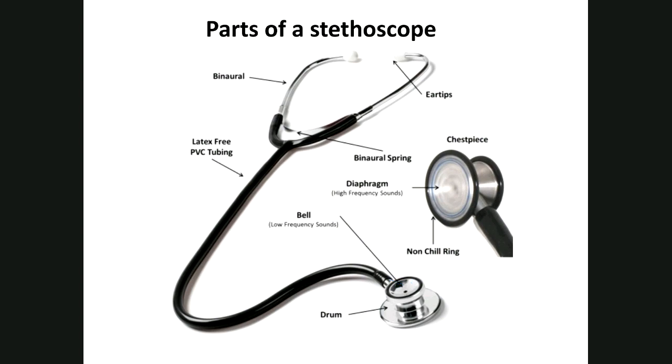Then we have the earpieces, which will be kept in the ear. And usually in our stethoscopes, you will see that there is a lock, which no one will tell you about. That's why I'm telling you here that there is a lock in the stethoscope, between the diaphragm and the connecting PVC tubing. You will see the lock where the arrow is. This lock has to be opened.